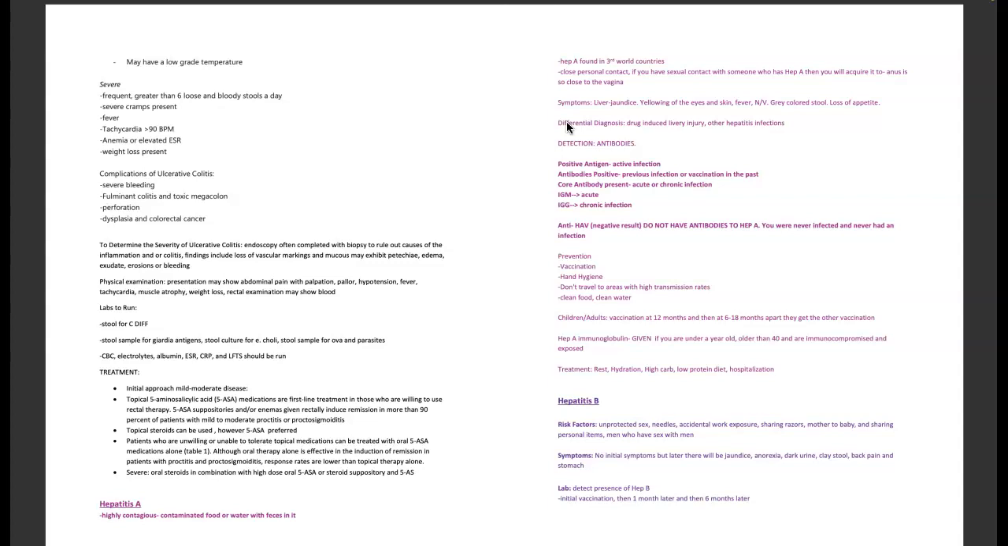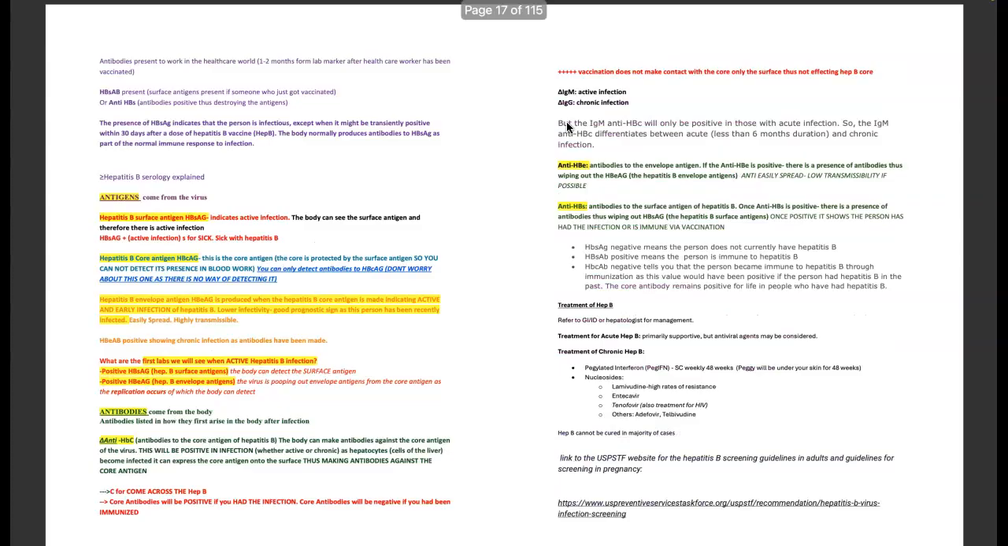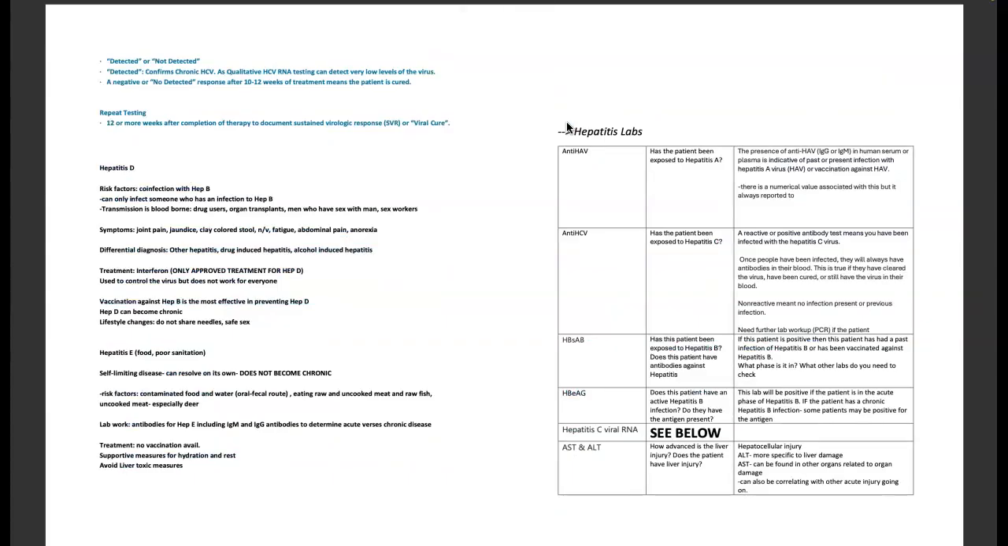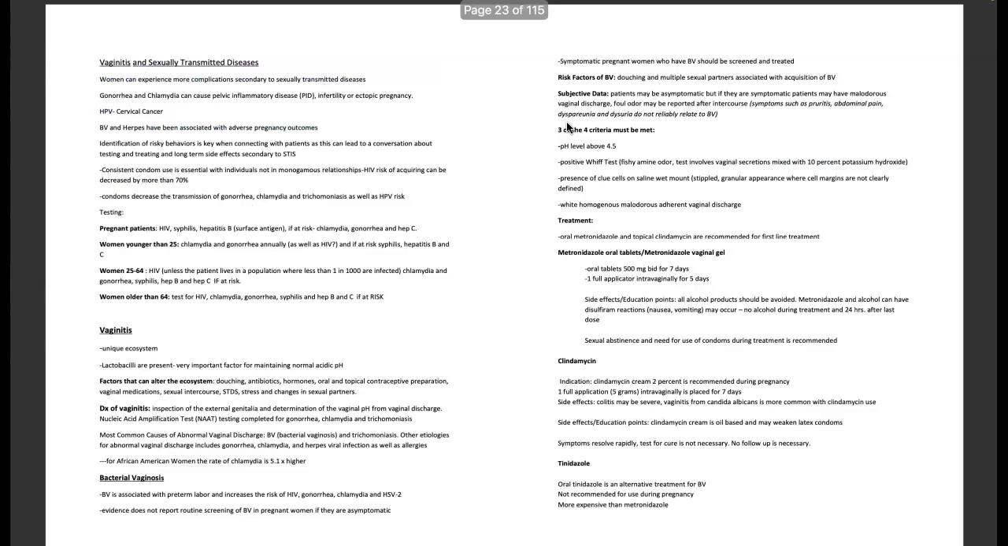And then we went through hepatitis, and I included that in my clinical reference guide, and went through the different types of antigens and antibodies and what is IgM and IgG and how to be able to interpret these in clinical practice. And then I went through the different types of Hep B signs, symptoms, and treatment. Hep C is here. Hep D is here. And then I included hepatitis labs.